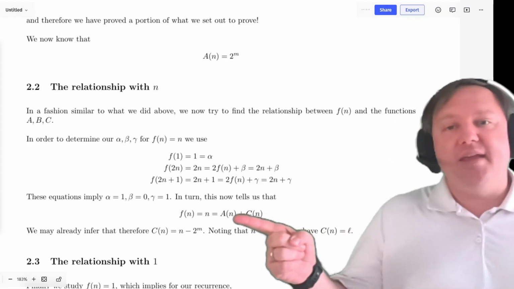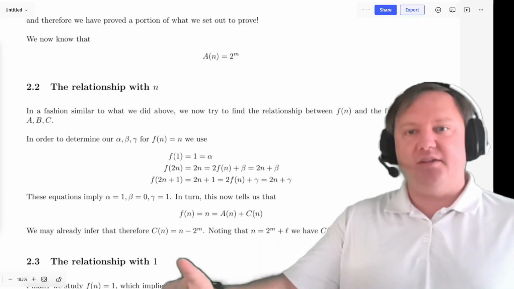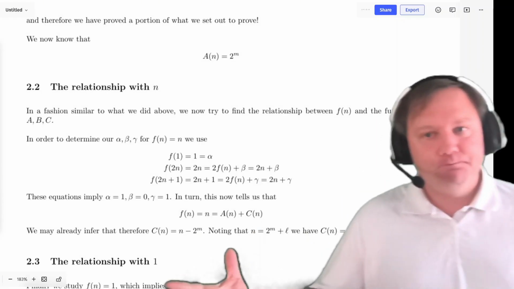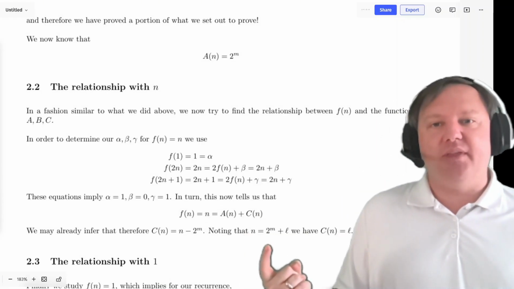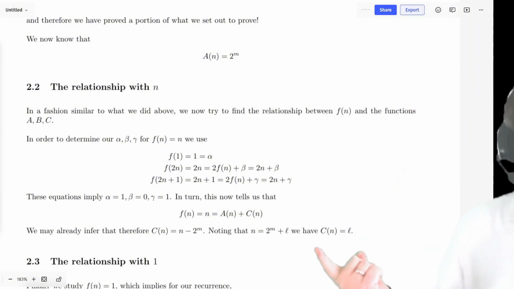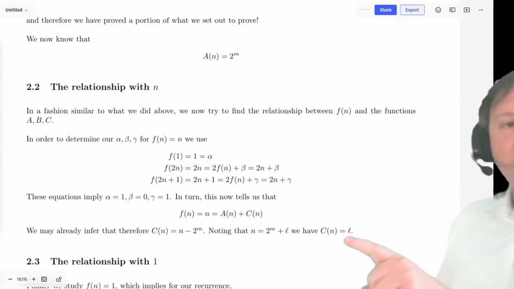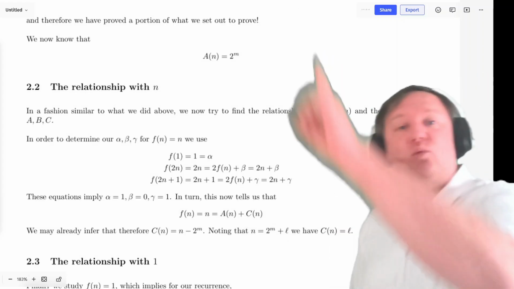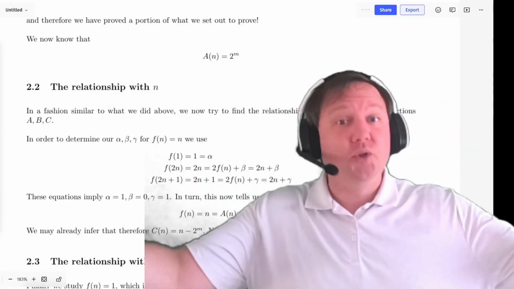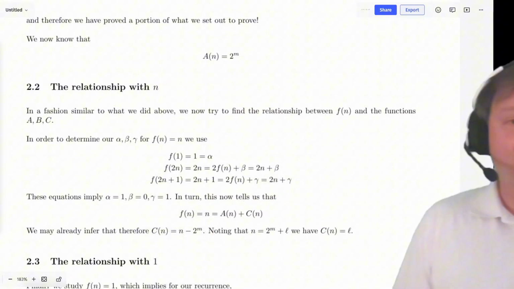We already know what a of n is. A of n is 2 to the m, right? So we could subtract that to the other side. So c of n is n minus 2 to the m. Okay. Recall that n is just the same thing as 2 to the m plus l. So now, if we just work out the arithmetic there, we get c of n is equal to l. And that's another solution, right? So we now know what c of n is. C of n is equal to l. And remember, that is exactly what our hypothesis said. So, we're like 2/3 of the way done. We've confirmed our hypothesis for a of n, and now we've confirmed our hypothesis for c of n.